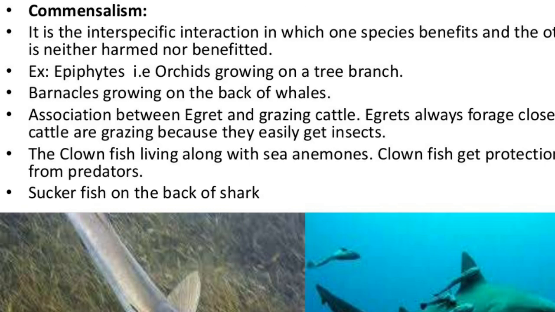Commensalism is an interspecific interaction in which one species benefits and the other is neither harmed nor benefited. For example, epiphytes such as orchids growing on a tree branch, barnacles growing on the back of whales, and the association between egret and grazing cattle. Egrets always forage close to where cattle are grazing because they easily get insects. Clownfish living along with sea anemones get protection from predators. Suckerfish on the back of shark.